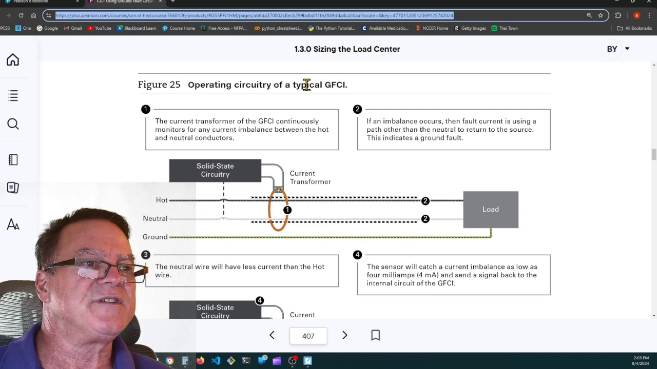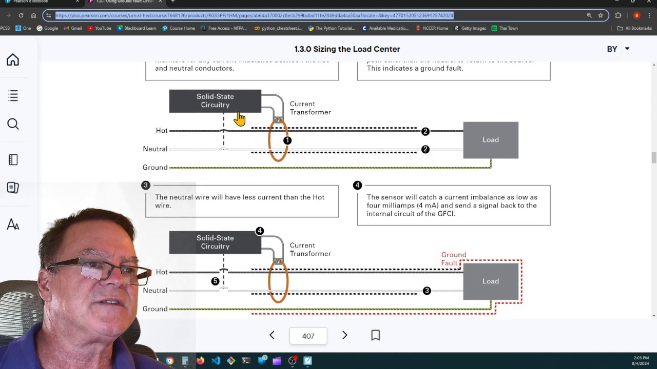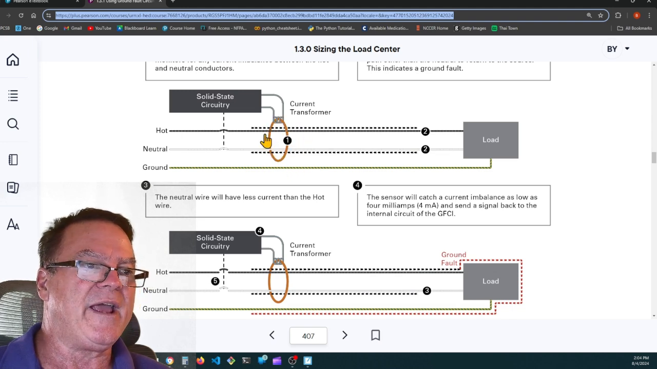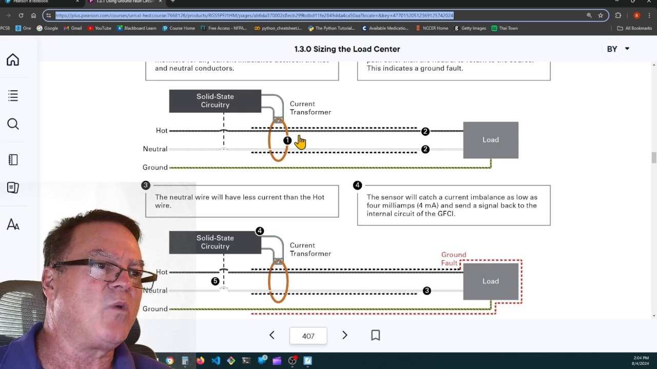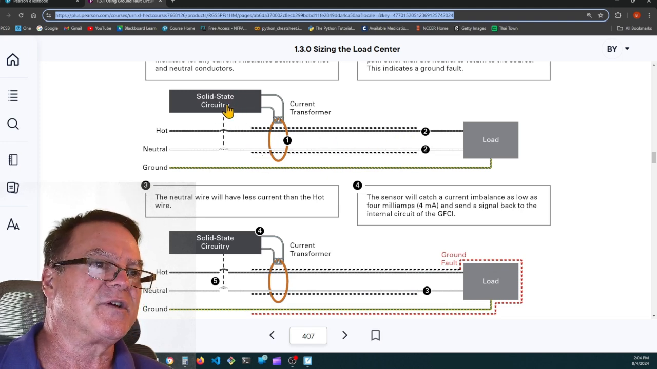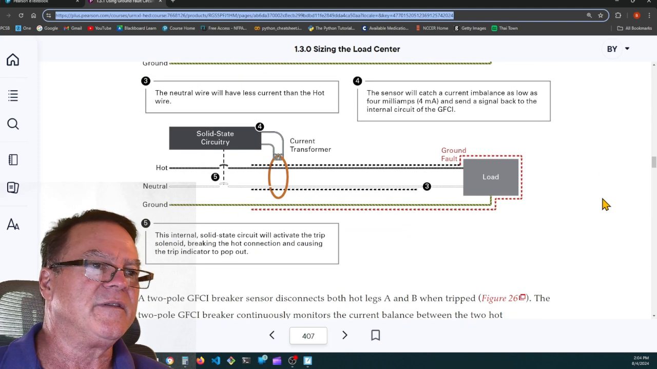They're telling you how a GFCI works, ground fault circuit interrupter. Basically, it has a current transformer. The hot conductor and the neutral conductor go through that current transformer, and when their opposing magnetic fields cancel each other out, this current transformer reads 0 amps. When there's a difference of even 6/1000ths of an amp, 6 milliamps, between what's going out and coming back, then this solid state circuitry will trip the circuit, open it, and disconnect all power.